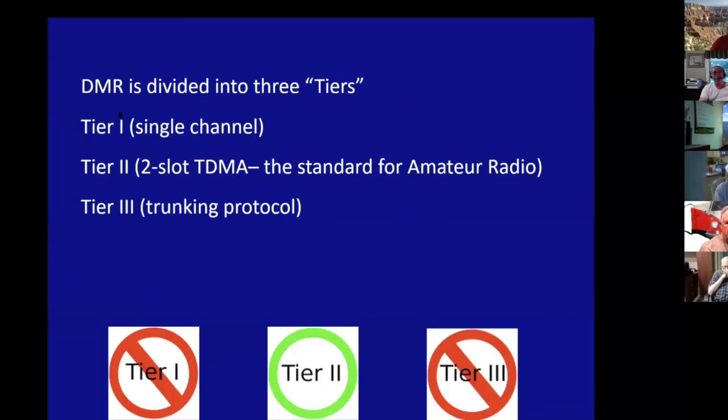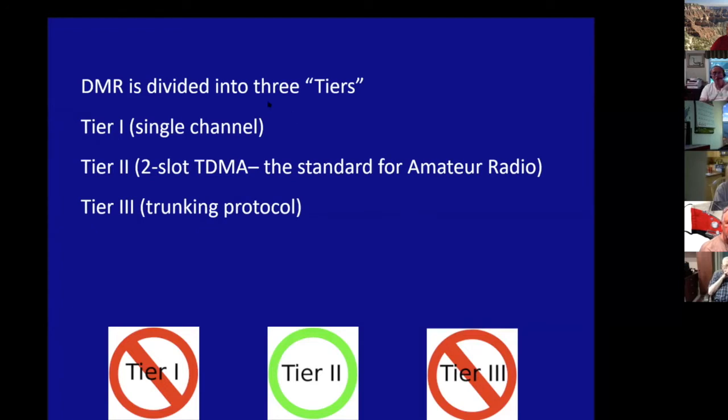DMR has been around for a while. The first, Tier 1, were those early commercial radios, single channel, where you talk back and forth. The engineer talked to the conductor, and the conductor talked to the engineer, and hopefully they didn't back up over anybody when they were making their cut in the train.